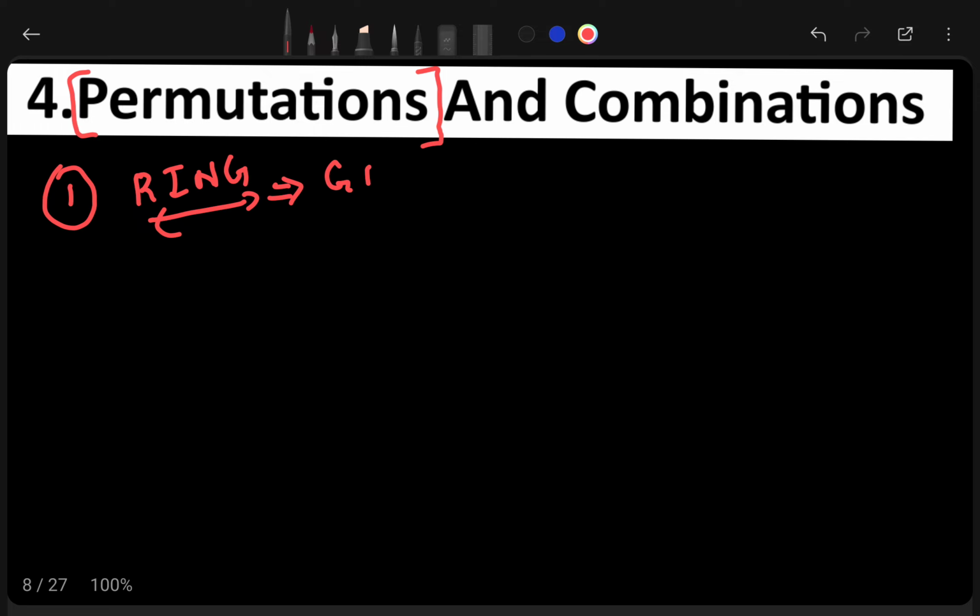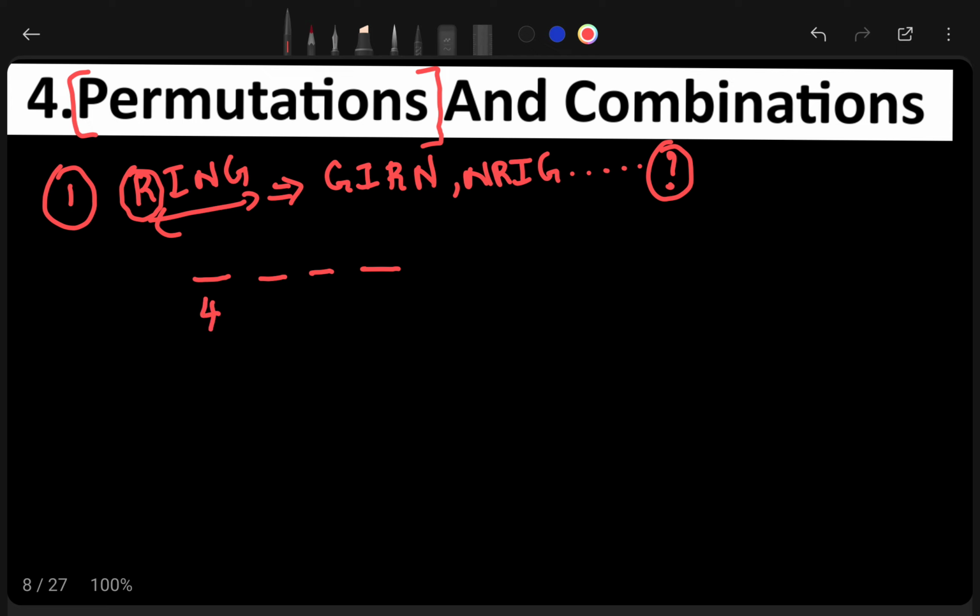That means RIN, RGIN, NRIG, so many words. How many will be formed? I'm asking you. According to the permutations formula, I have four places, right? In the first position I can include 4 choices, I can include R or I or N or G. In the second position I can include 3, as I have already included one here, since no repetition is allowed.